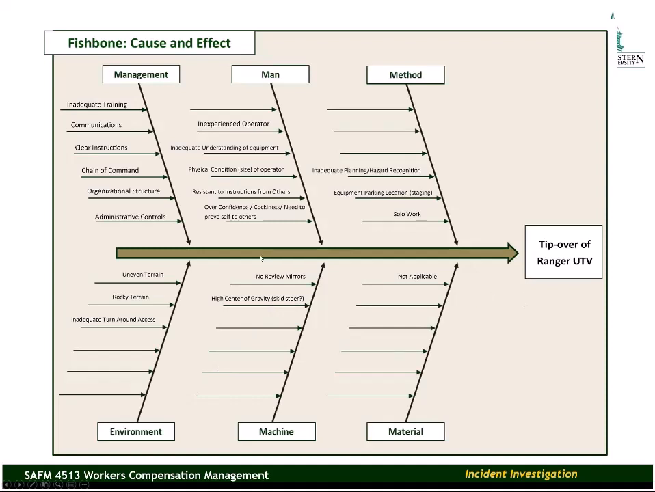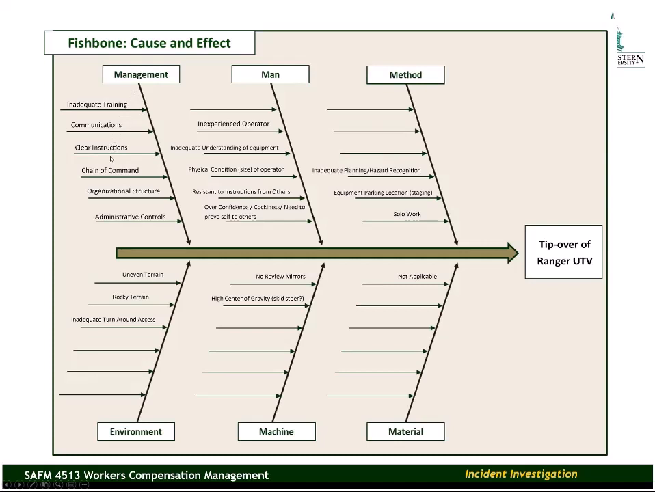And this is just a brainstorming process, a critical thinking process. When we went through it, it was me, one of the district managers, the district safety manager, the project manager, and his superintendent. We sat around a table and looked at each of these different categories. What would be some possible causes originating in these different categorical areas that could have led to the tip-over of the UTV? Under management, we got inadequate training, inadequate communications.